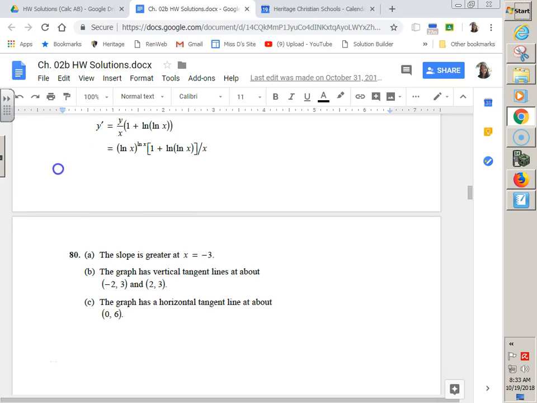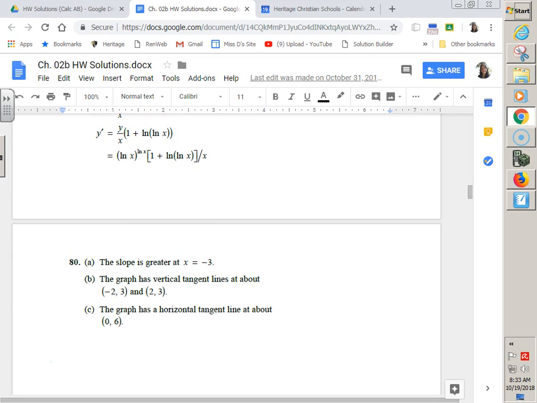Do we have one more? You guys can see him right up there.